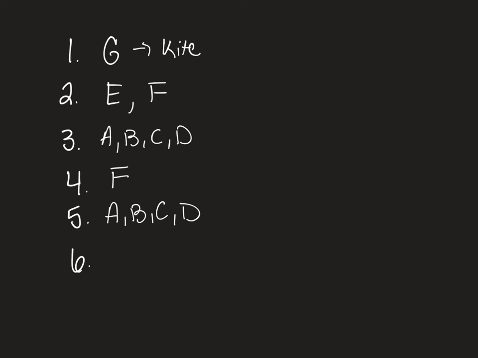D. I got it right. I haven't even asked the next question yet. Number 6, all sides are congruent. C and D. B. Right, so all sides are congruent for a rhombus and a square. But isn't a rhombus like a parallelogram with 4 congruent sides?